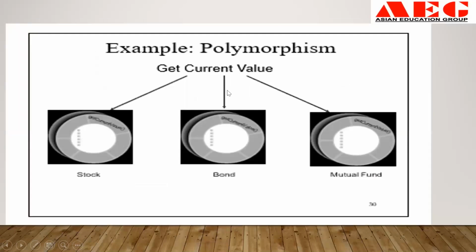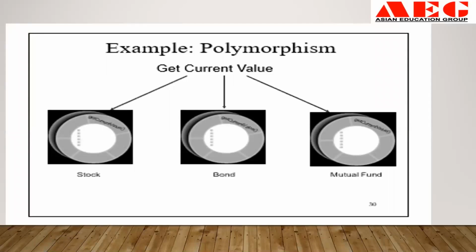Example of polymorphism: get current value. The current value can be in the form of a stock, a bond, or a mutual fund. So this is all about the different OOPS concepts. In the next class, we will discuss how we create them in UML. So for now, that's all for this class.